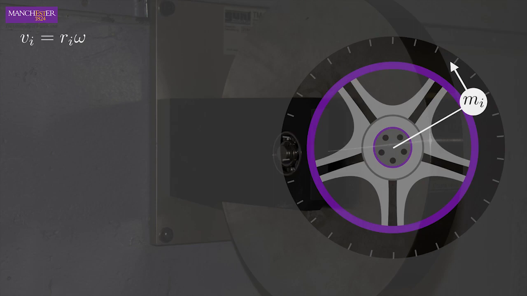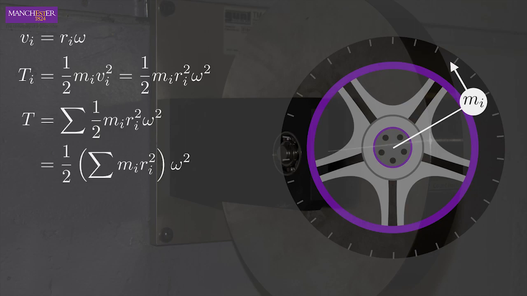The kinetic energy of this element is half m_i v_i squared, and v_i is omega times r_i, where omega is the rotational velocity. So we can say that T_i is half m_i r_i squared omega squared. Kinetic energy is a scalar, and we can add up the kinetic energy of all the little bits to get the kinetic energy of the wheel as half the sum of m_i r_i squared, times omega squared. I've taken the constants out of the sum.